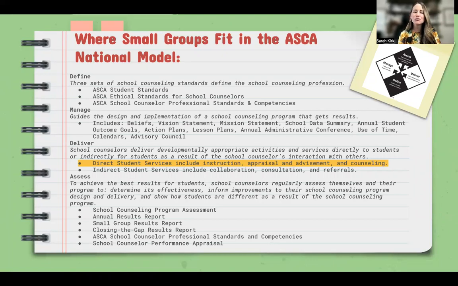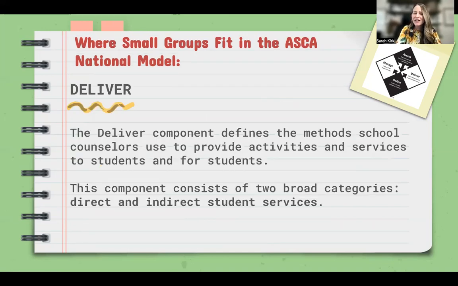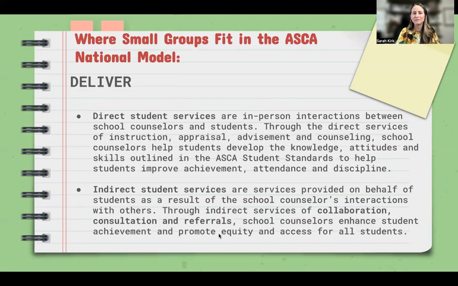We're providing the direct student service of a small group, and we can provide it in the areas of instruction, appraisal and advisement, or counseling. And we'll talk about what those different types of small groups look like. You'll see there under deliver, we also provide indirect student services, and that is also one of the categories of the deliver component. But today, these small groups fall mostly under the direct student service.